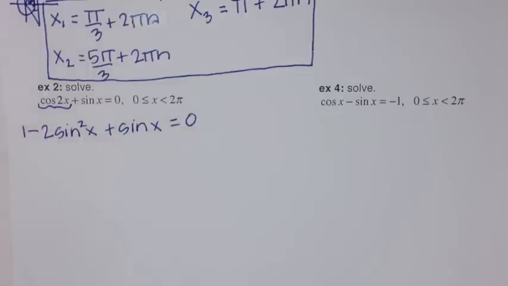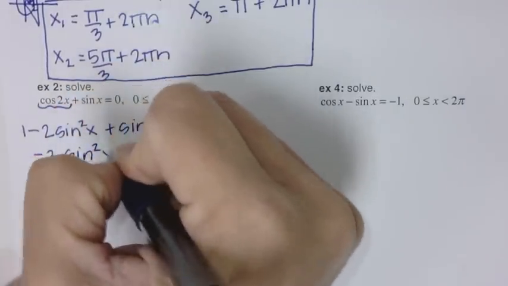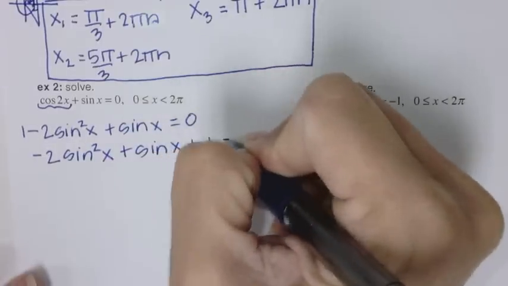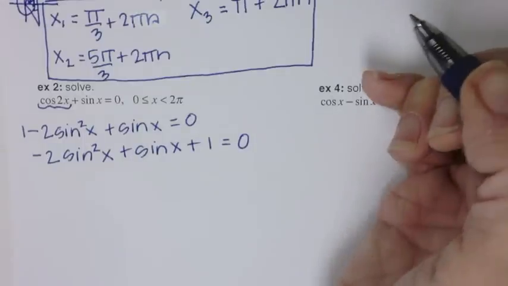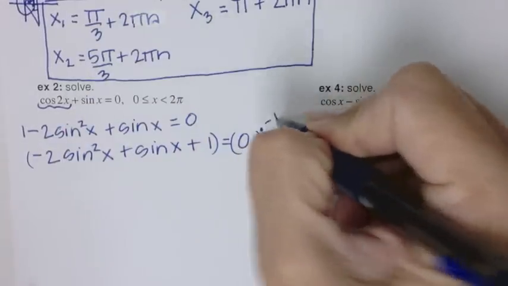And then from there, what I'm going to do is put it in order. And you can see again we have a negative leading coefficient, so I'm going to multiply everything on each side by -1.